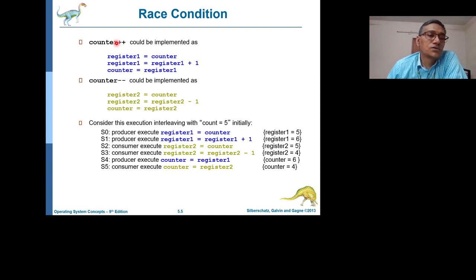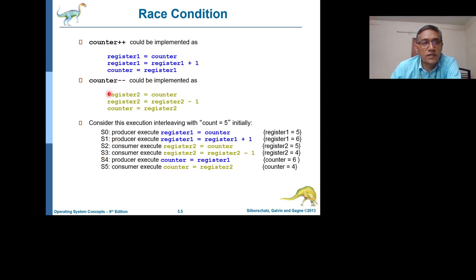So when we consider the interleaved execution of both the producer and consumer processes, which share this counter variable, what will happen? For example, if we consider count equal to 5 initially, and the producer executes register1 = counter, register1 will have the value 5. Now at the second time step, the producer executes register1 = register1 + 1, and register1 is incremented to 6.